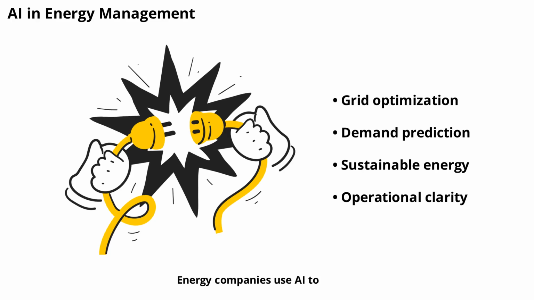Energy companies use AI to optimize grid operations and predict demand. Explainable AI helps operators understand why certain actions are recommended, leading to more efficient and sustainable energy use. This clarity supports the transition to greener energy systems.